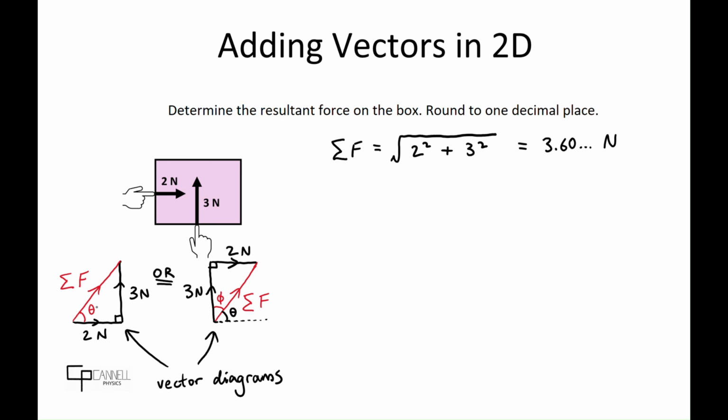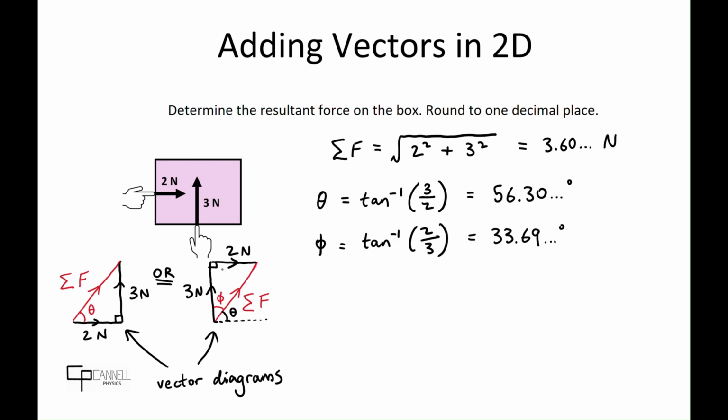Theta is going to be the inverse of the tan of 3 over 2, opposite over adjacent, and phi will be the inverse of tan of 2 on 3. And looking at the vector diagram I've drawn on the right here, phi could also have been determined by subtracting theta from 90, since phi and theta make a right angle. So I'll just write that alternative way in the brackets here. Now we have 2 ways to express the final answer.